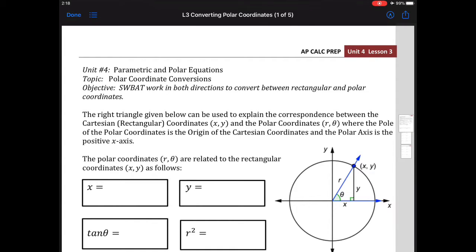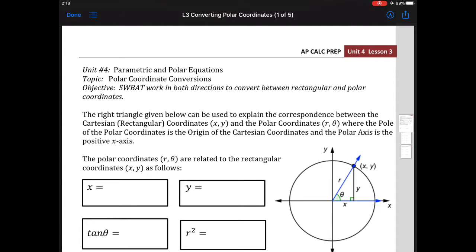The right triangle given below can be used to explain the correspondence between the Cartesian or rectangular coordinates x, y and the polar coordinates r, theta, where the pole of the polar coordinates is the origin of the Cartesian coordinates and the polar axis is the positive x-axis.